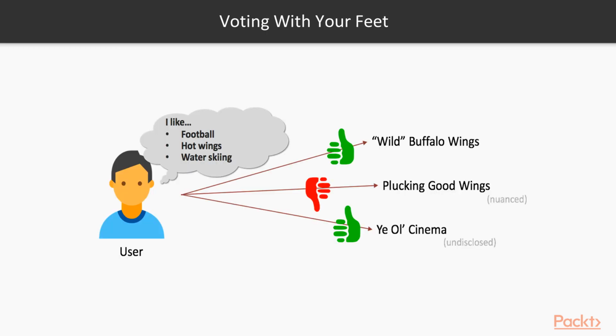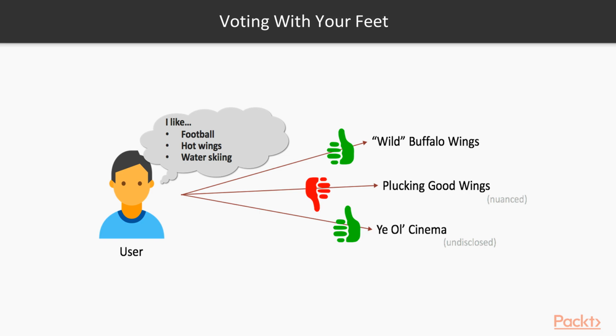Here's an example I like to use when explaining voting with your feet. This user says he likes football, hot wings, and water skiing. And yet his ratings history shows that he's thumbed up one wing restaurant, thumbed down another, and then thumbed up a movie cinema. So what this means is that there's something about the second wing restaurant that maybe he didn't like. Maybe it was the ambiance, maybe it was the wing sauce. Whatever it was, his professed interest in hot wings is more nuanced than he originally led us to believe. And likewise, he's expressed an interest in movies, even though he's not disclosed it.